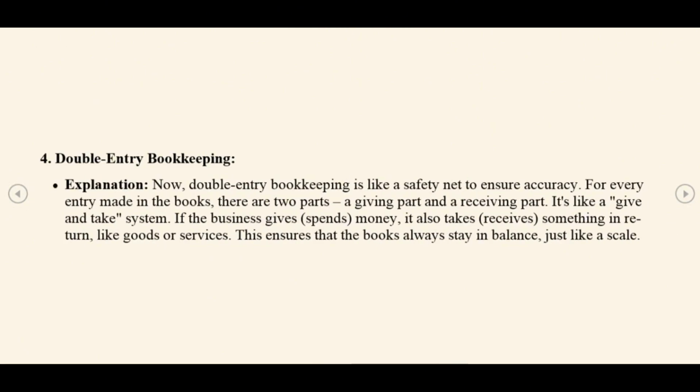Double entry bookkeeping. Now, double entry bookkeeping is like a safety net to ensure accuracy. For every entry made in the books, there are two parts, a giving part and a receiving part. It's like a give and take system. If the business spends money, it also receives something in return, like goods or services. This ensures that the books always stay in balance, just like a scale.